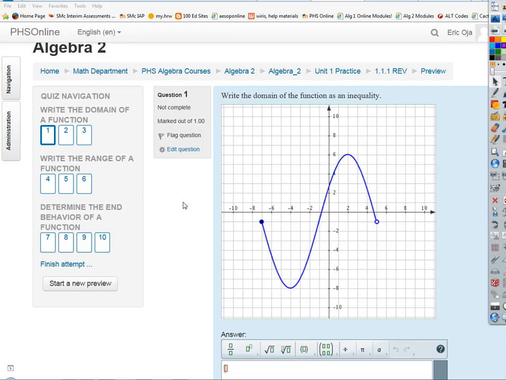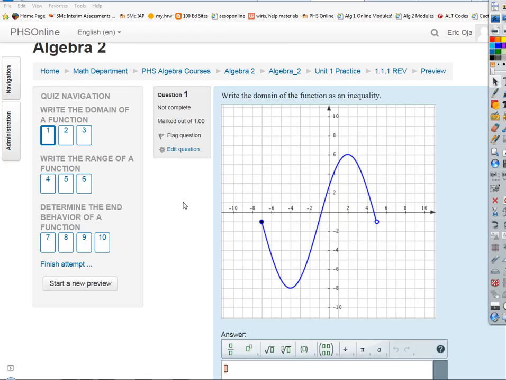How about this first one? We want to know what's the domain of the function written as an inequality. One thing I have to tell you here is don't just rush into immediately writing an answer down. Always, especially on tests, take a second and force yourself to wrap your brain around it, and then you can jump in and try to answer the question.